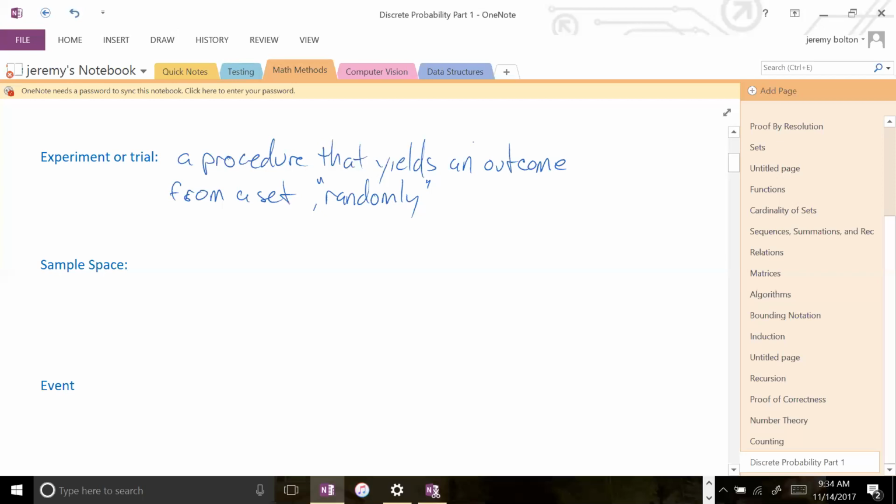Our given set of possible outcomes is referred to as our sample space. So the sample space, this is analogous to the universe of discourse, is simply the set of all possible outcomes. And lastly, an event is simply a subset of our sample space, very simply and very formally.